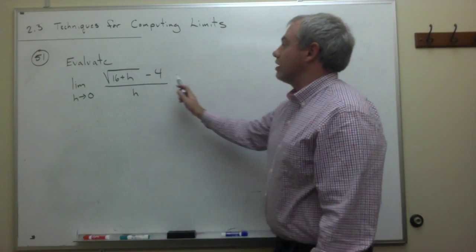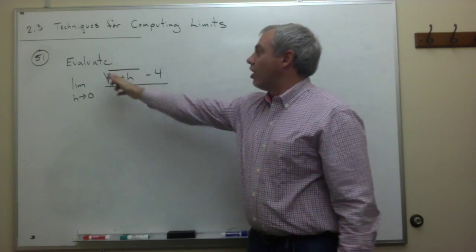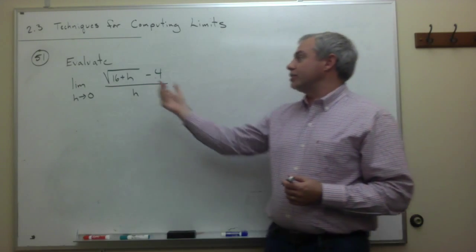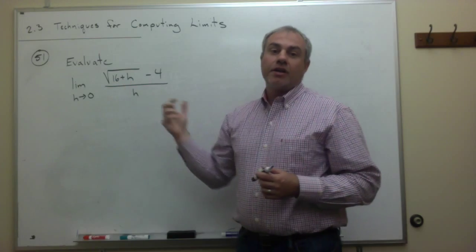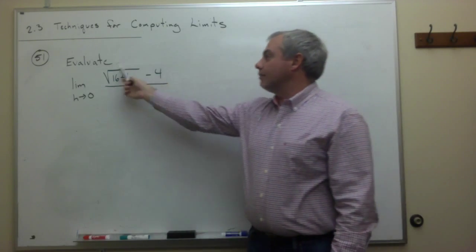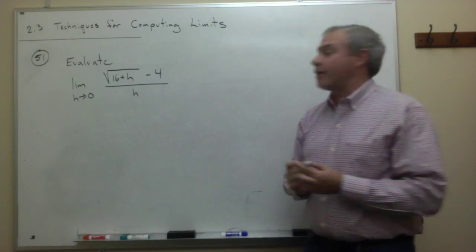And the trick here is we're going to multiply the top and the bottom by the conjugate of the top. Now, the reason I know to multiply by the conjugate is I have this square root that is really hard to deal with here. So multiplying the top and bottom by the conjugate will make it a little bit easier to work with the top of this fraction. So let's go ahead and do that.